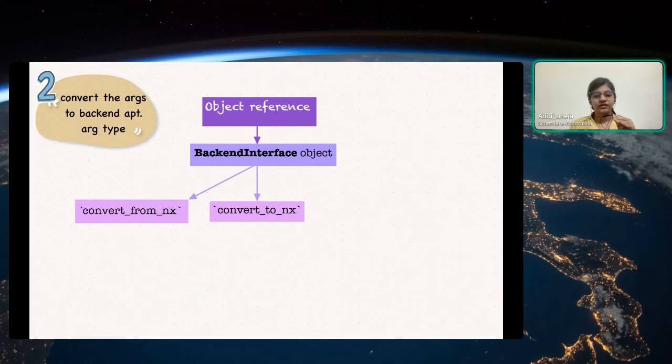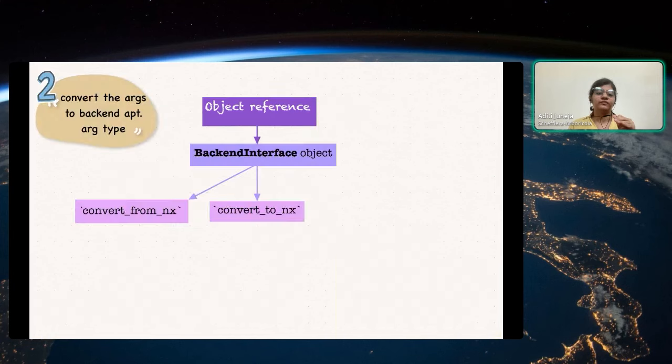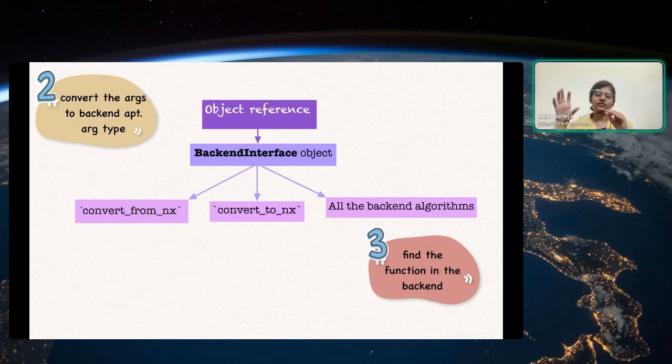And for the conversion, here you can see the object that is being referred to is a backend interface object, which is in this interface module, and the interface module is in the NX parallel module. This object has two attributes, which are functions that convert the NetworkX graph to the backend graph, and the backend graph to the NetworkX graph. This object also has all the algorithms implemented in the backend as its attributes too. So we can just load the algorithm from this object.